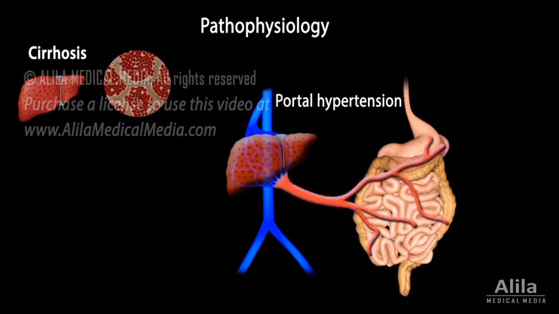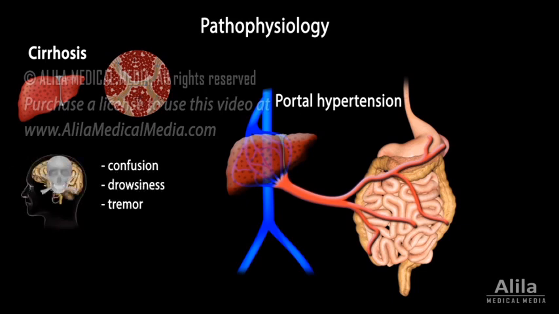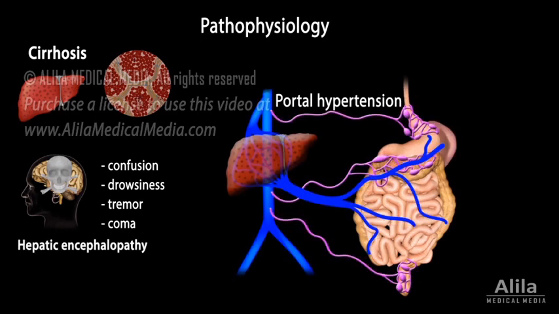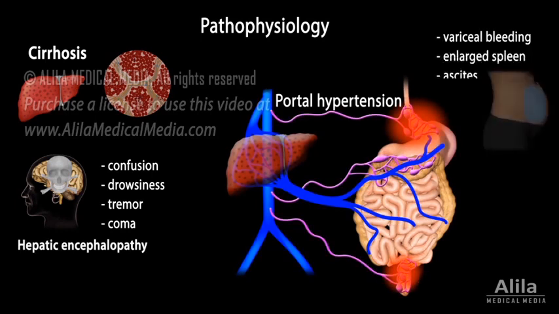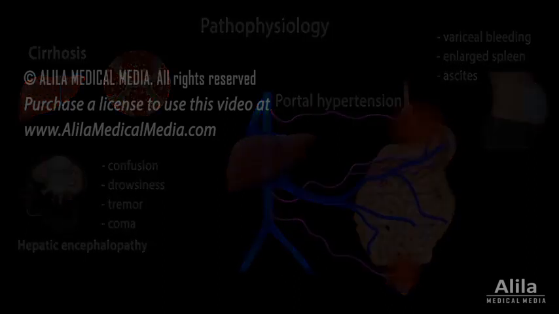As liver functions decline, toxins that are normally removed by the liver can now reach the general circulation and pass into the brain, producing symptoms such as confusion, drowsiness, tremor, or even coma, in a condition known as hepatic encephalopathy. Portal hypertension may cause variceal bleeding, enlarged spleen, and abdominal distension.